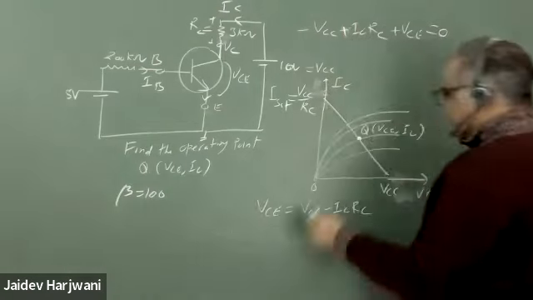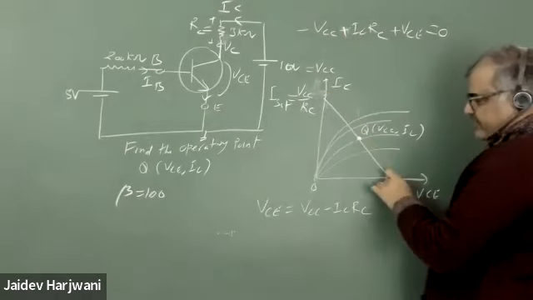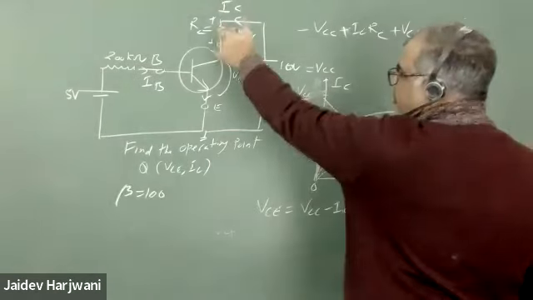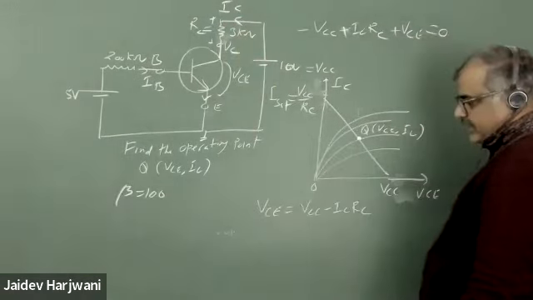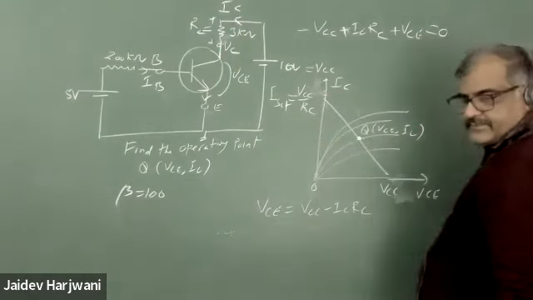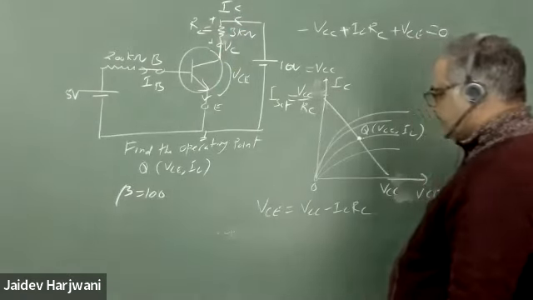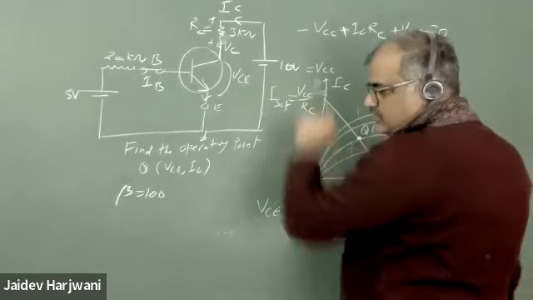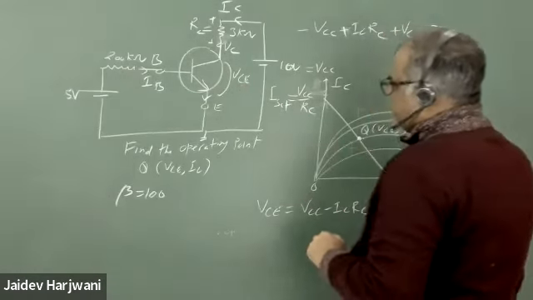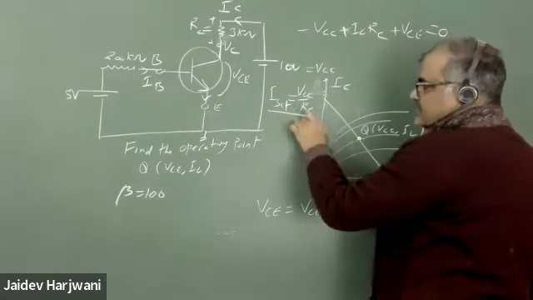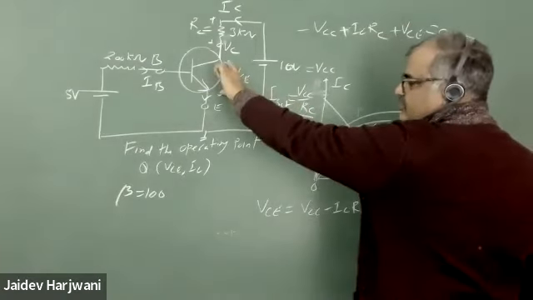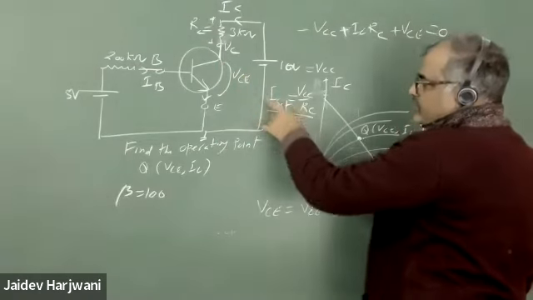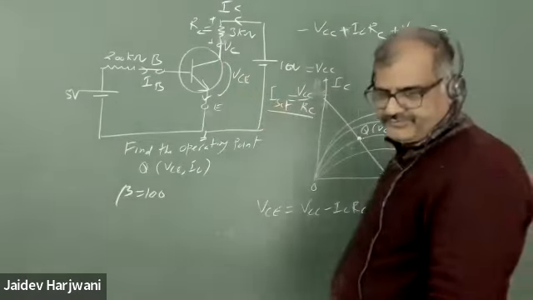Now the operating point can be somewhere here. This line is fixed. The operating point can be anywhere depending on the value of resistance. Saturation current means whenever VC is 0, this current is called IC saturation. VC is 0 means your current is IC saturation. So in the output this is the maximum current value.